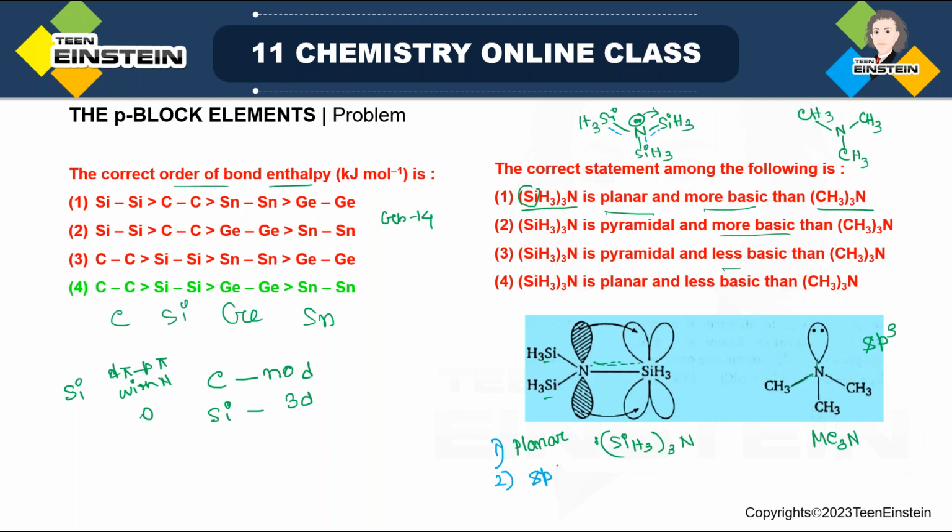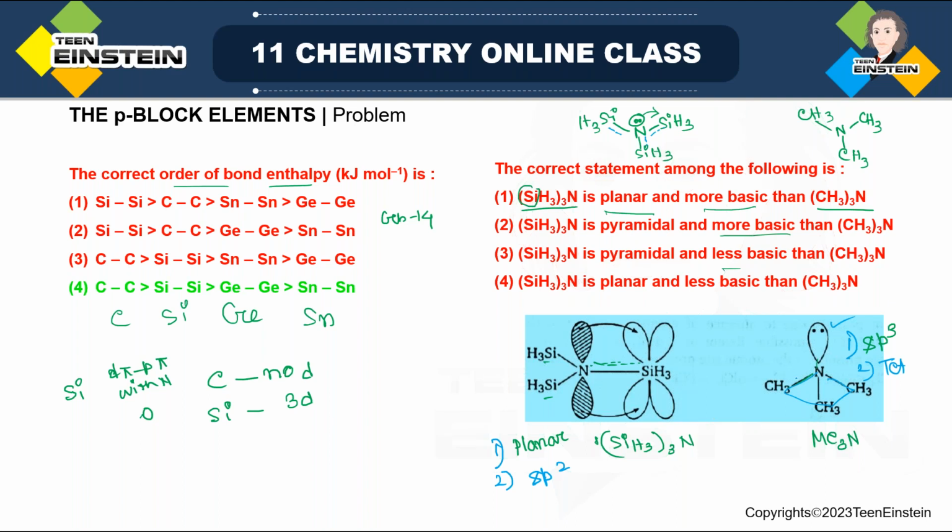Second point, it is sp2. Then come this side, it is sp3 and it is tetrahedral. Okay, if you omit this part, it is pyramidal. That is only this part, if you consider, it is pyramidal. But sp3, this is sp2.